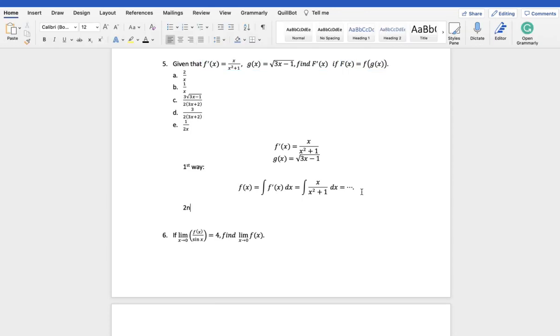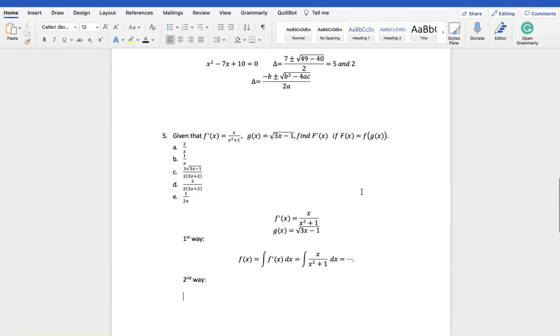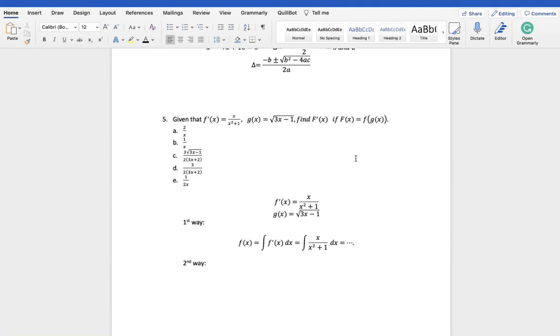Now, the second way to think about this is by using what you did when you were looking at derivatives. So you will use the chain rule. So the first way is integration.